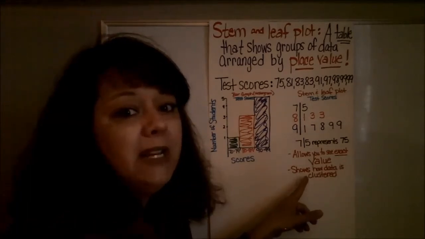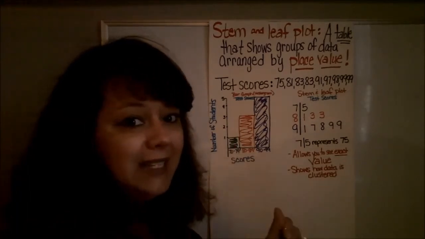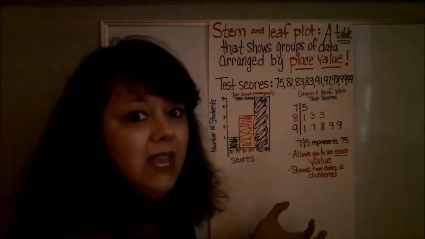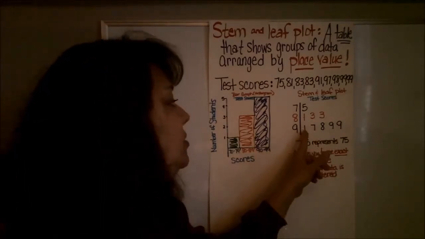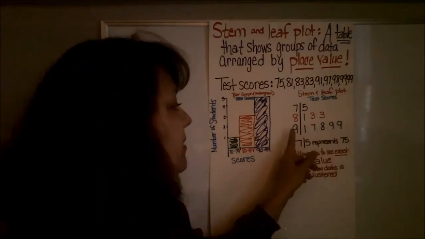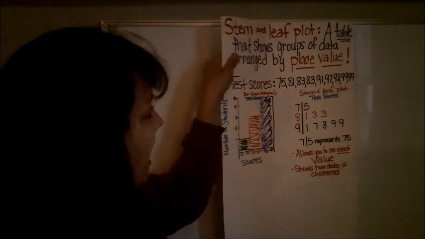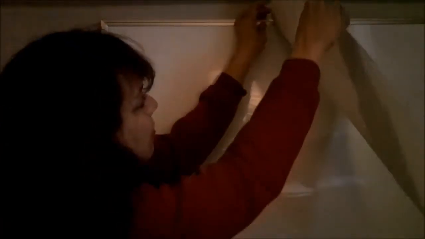And it shows you how data is clustered. At a glance, we can see that the majority of the kids had a score in the 90s because there's so many leaves off of this stem. Okay. So now I want to talk to you about how to make a stem and leaf plot and how to read a stem and leaf plot.